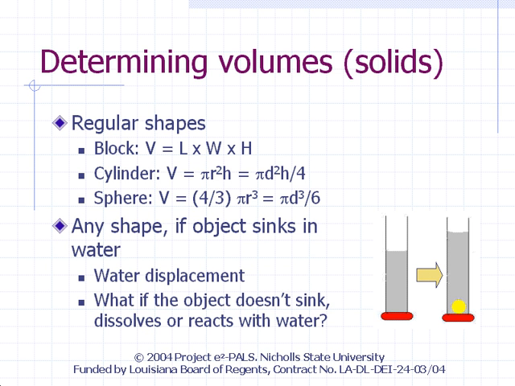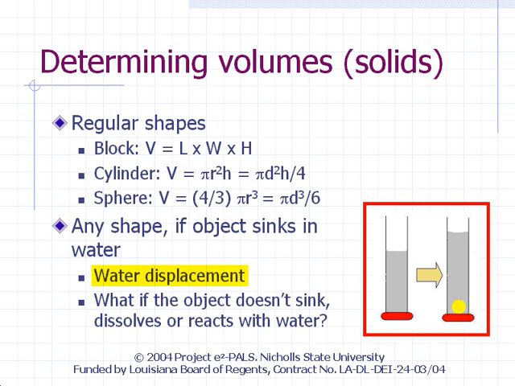A commonly used method for determining volume is water displacement, as illustrated here. The object is dropped into a graduated cylinder containing water. The change in the water level is equal to the volume of the object.